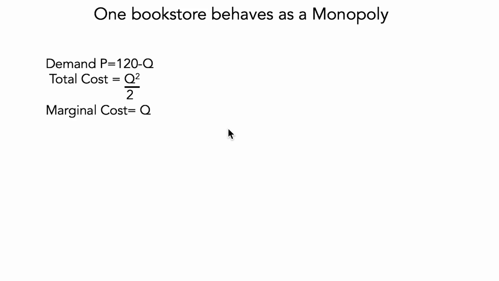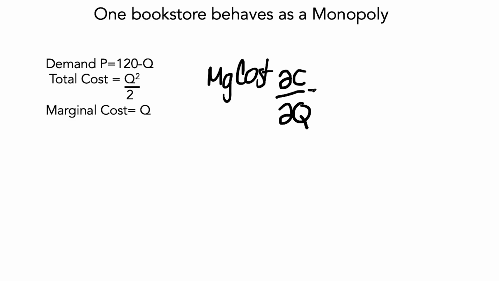So let's work out the math just to make sure that everyone is on the same page. The total cost is Q squared divided by 2. So the marginal cost is given by how will the cost change with a change in quantity, right? Which is equal to 2Q divided by 2. And of course, 2 divided by 2 is equal to 1. So this is the marginal cost.